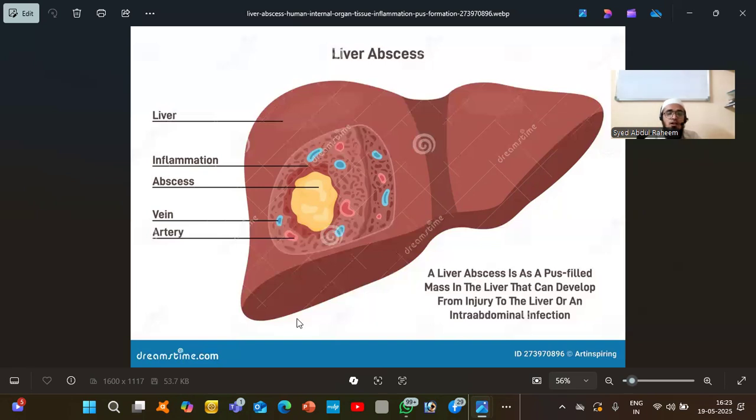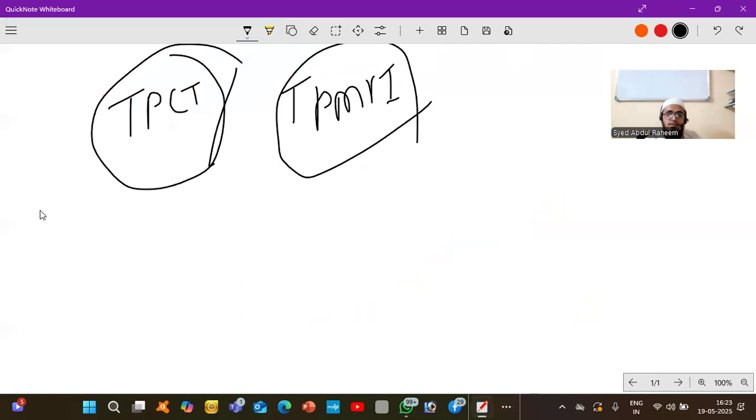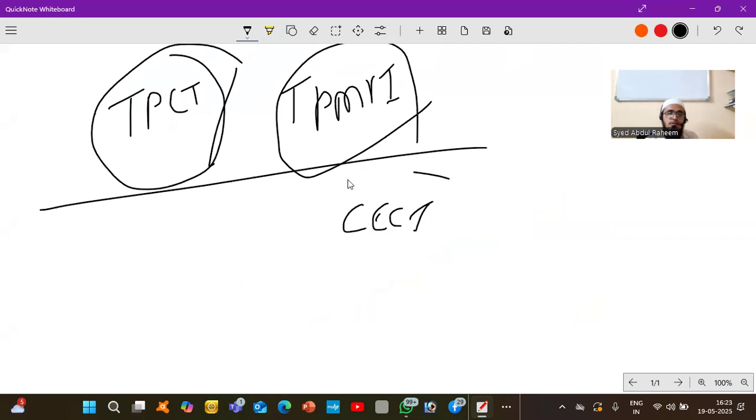Okay, for all types of abscess, what is the investigation of choice? CECT abdomen. Okay, it is the best investigation of choice for liver abscess.